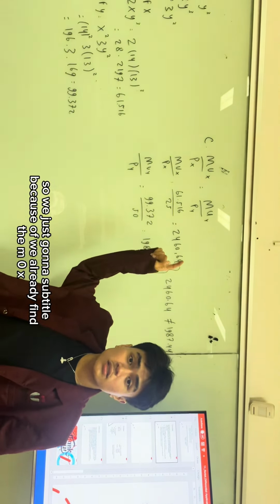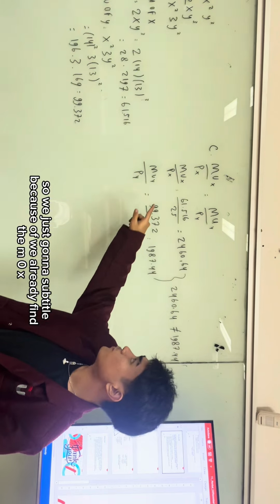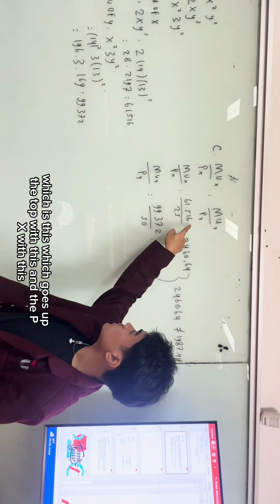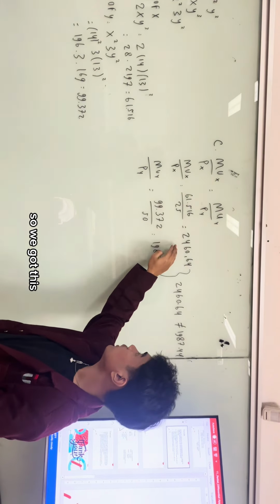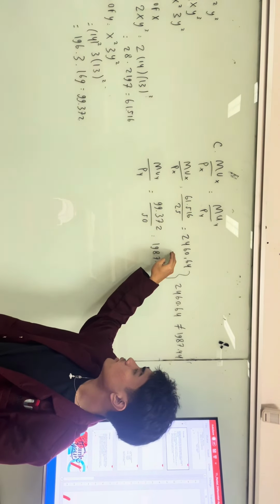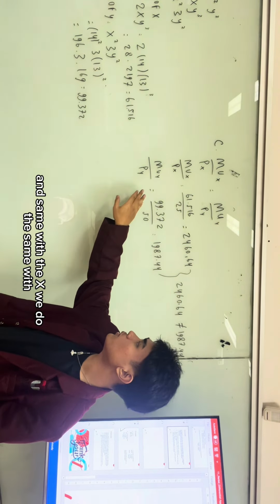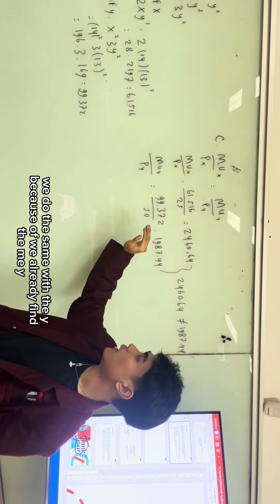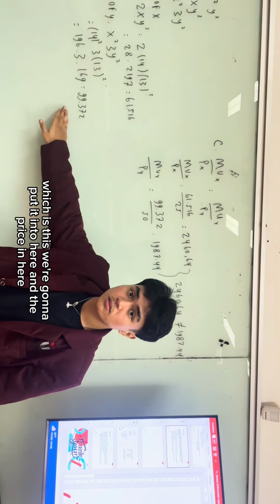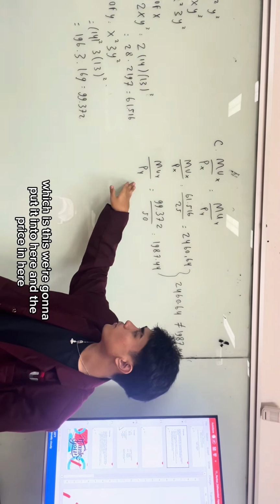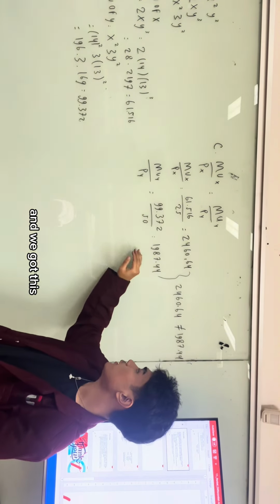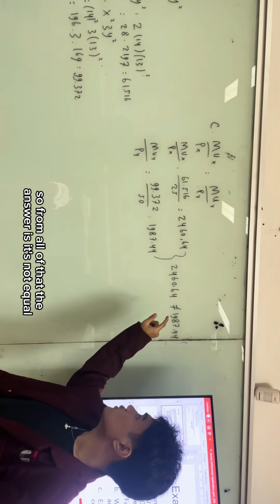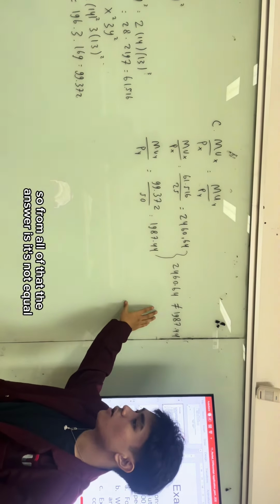So we're just gonna substitute. Because we already found the mux, which is this, we're just gonna substitute it with this and the px with this. So we got this. And same with the x, we do the same with the y. Because we already found the muy, which is this, we put it here and the price here. And we got this. So from all of that, the answer is not equal.